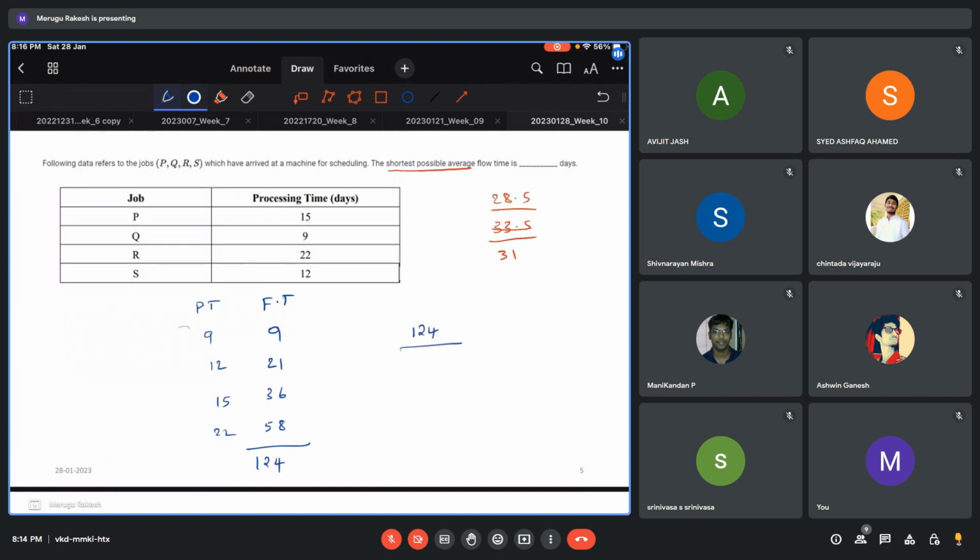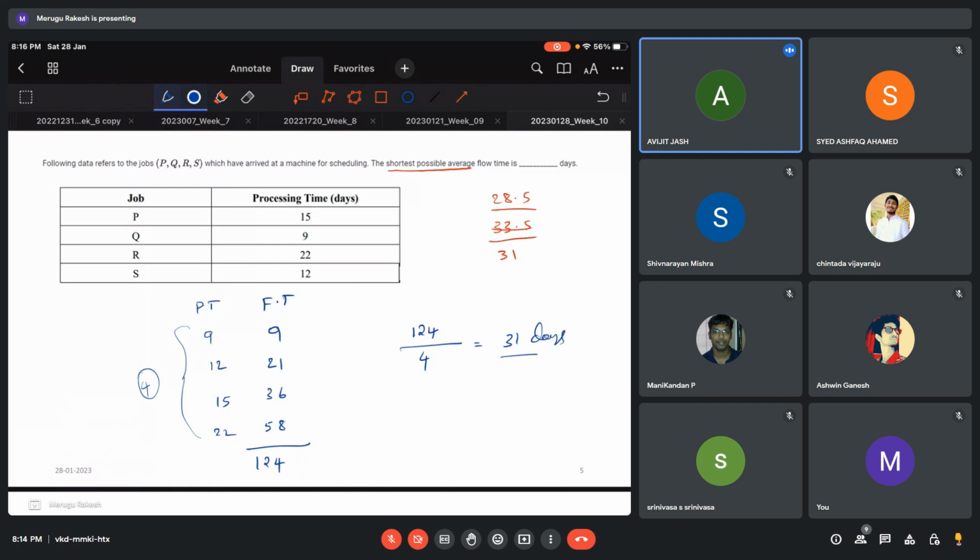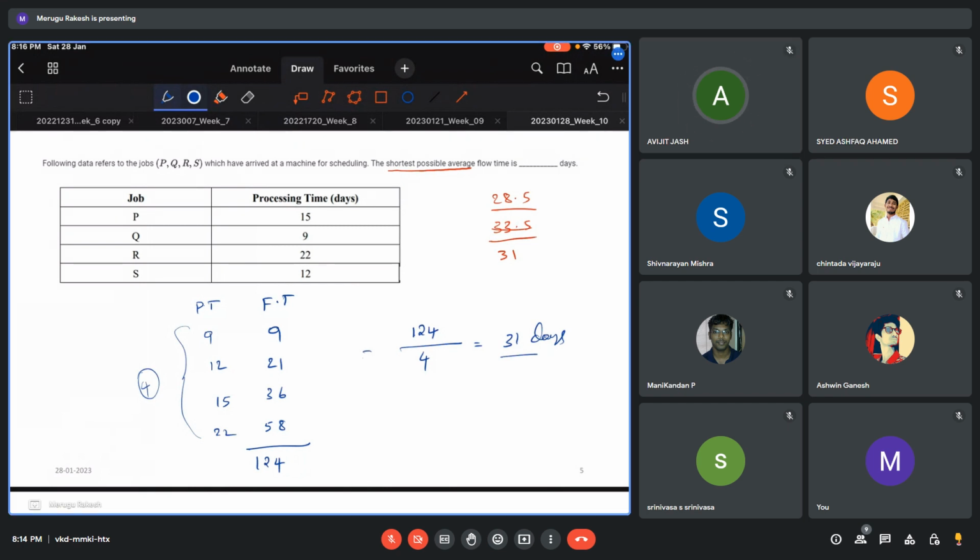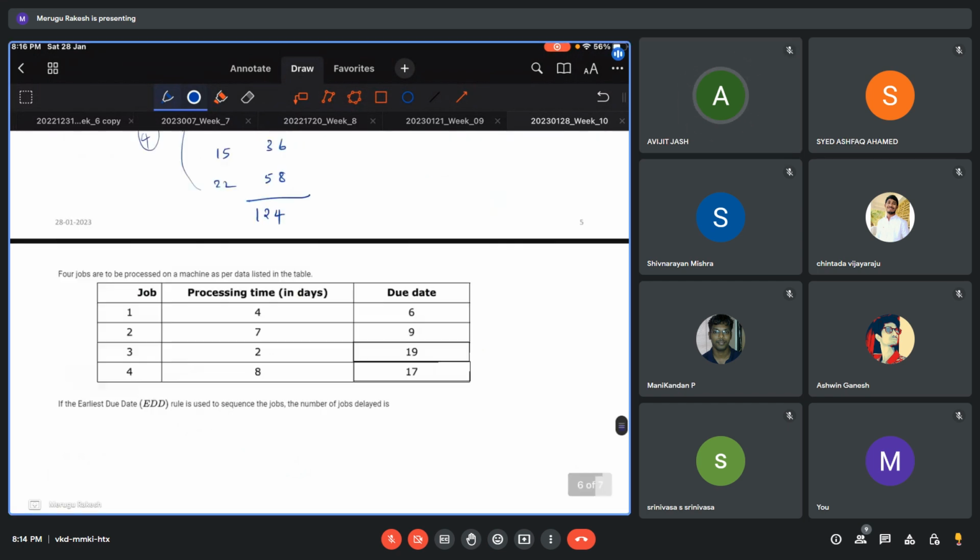Then, there are 4 jobs, so we'll get 31 days. Any doubt in this question? No, sir. Yeah, then we can proceed to the next one.